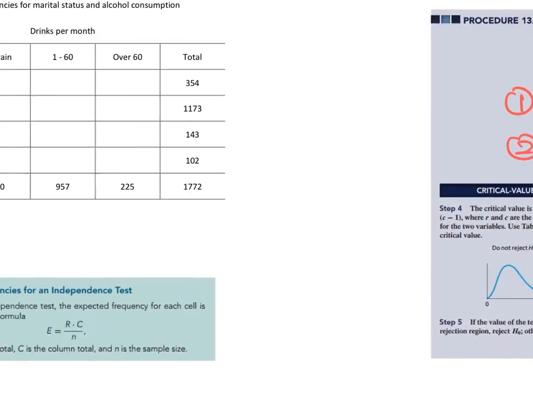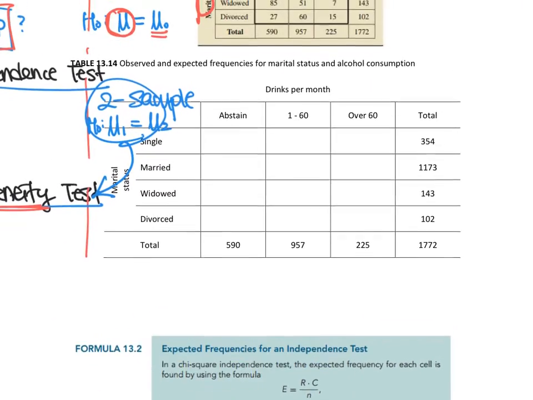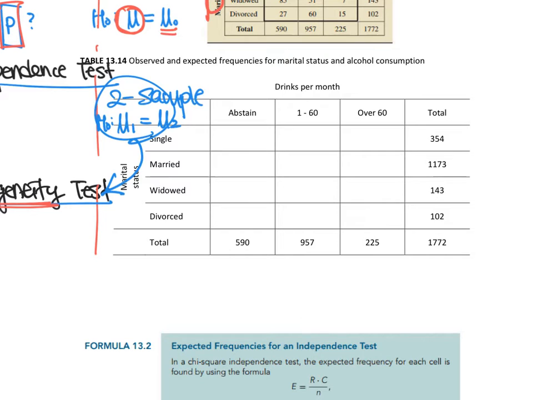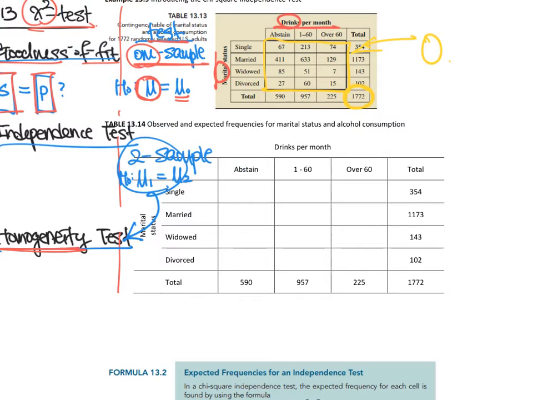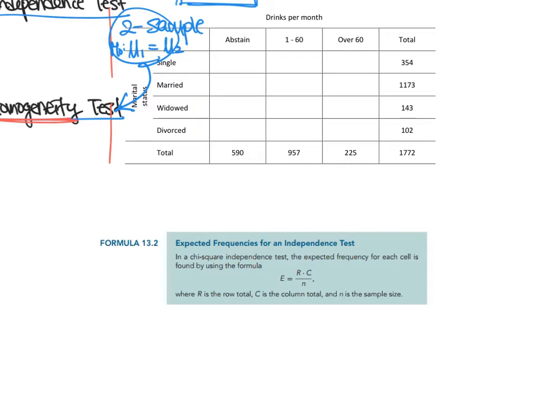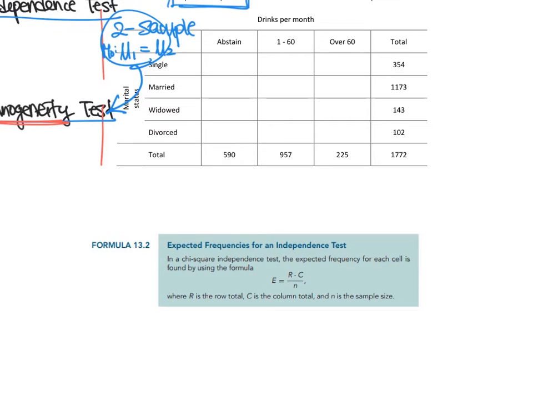So let me go back to the example here, right? Here is the observed one, that is the observed data from the 1,772 samples. Now we can take the expected value. We need the expected frequencies. Here's a formula for how we can get the expected frequencies.